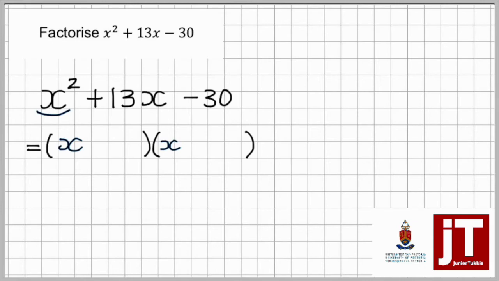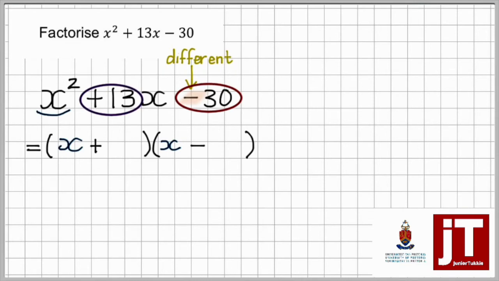Now we can decide which sign to use in each bracket by taking a look at the last term in the trinomial. Here the term is negative, which tells us that the signs in the brackets are going to be different. What I mean by that is one bracket will have a positive sign and the other will have a negative sign. Now we need to find factors of negative 30 that when added together will produce the positive 13, which is the coefficient on the second term.